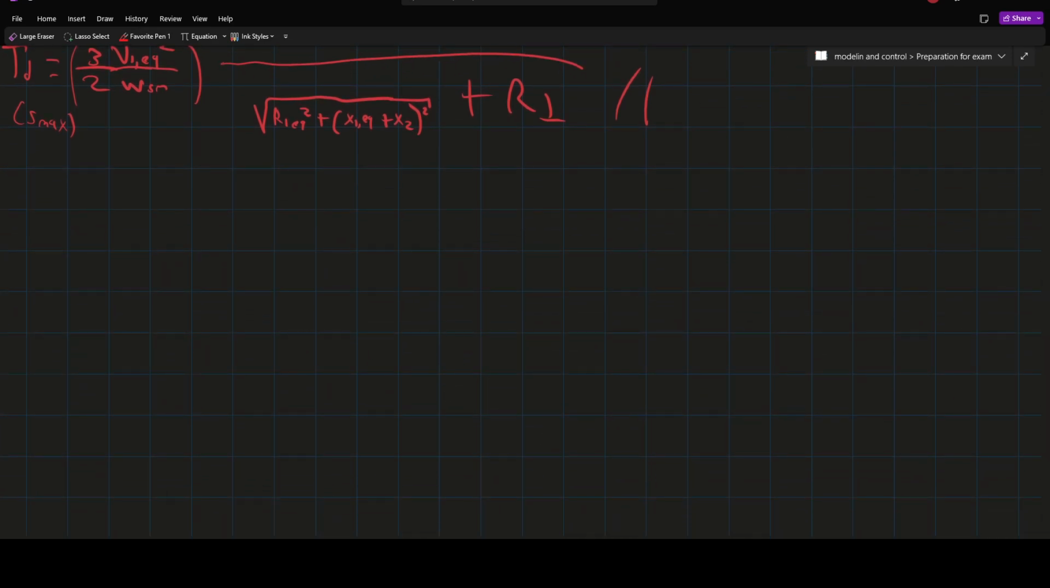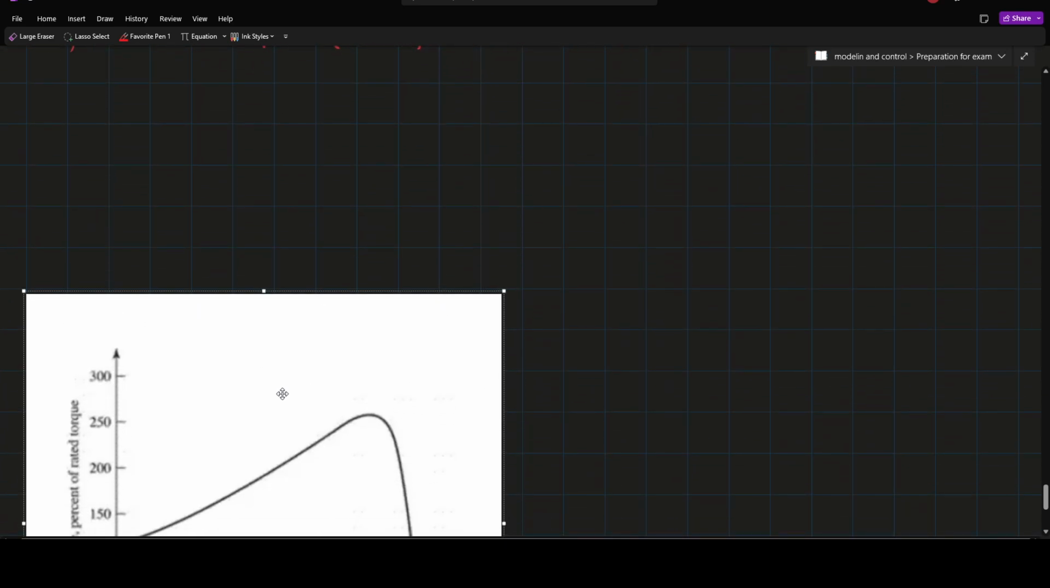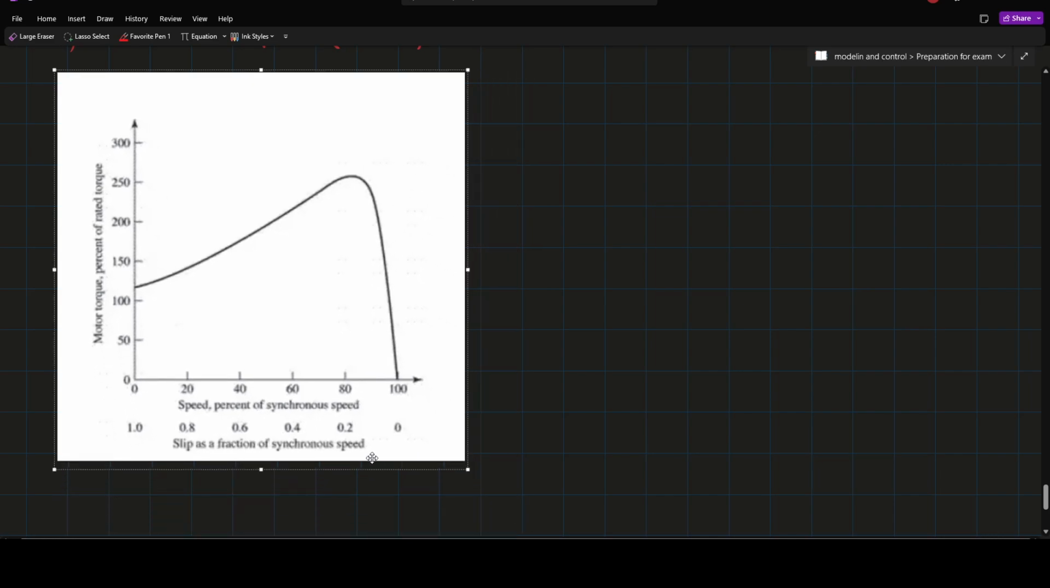So how is this graph gonna look? Something like this. Okay, a little smaller. So here you can see the slip is this one. So the smaller the slip, the bigger the torque. But you can see that when we get a slip of 100%, the torque is 0.